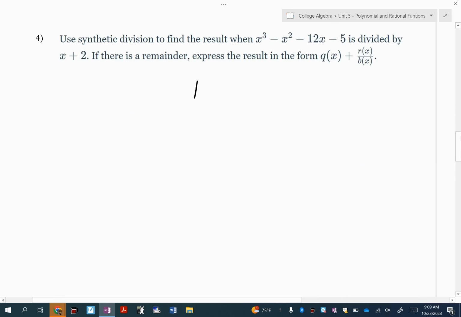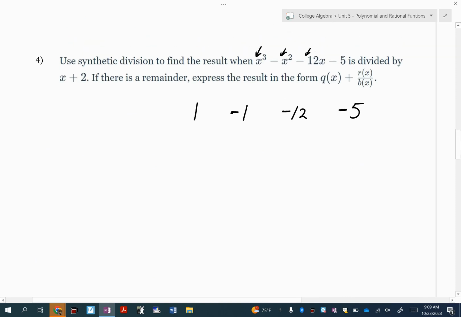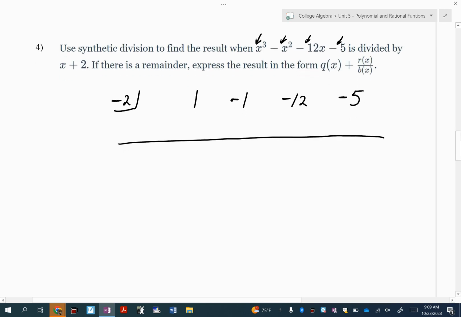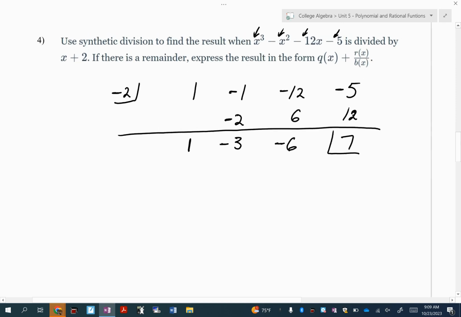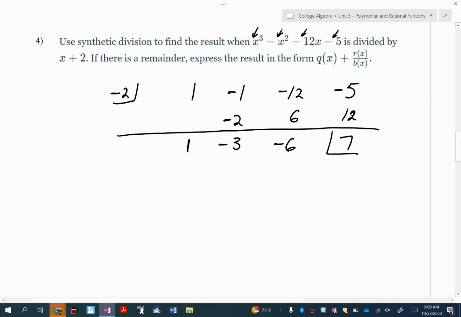All right, so I've got 1, negative 1, negative 12, and negative 5 from my coefficients here. All right, the number in the corner, think opposite of plus 2 is negative 2. And then start the process. So bring down the 1, multiply by the number in the corner, add. Negative 3 times negative 2 is 6. Add, you get negative 6. That's positive 12. And then add, you get 7. So this is going to have a remainder.